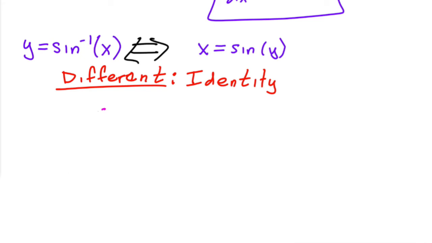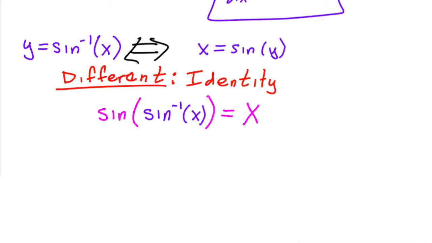And the identity is that sine of inverse sine. So what is that? Think about that. What is sine of inverse sine of x? Well, if you said that that's equal to x, that would be exactly correct, because these guys are just basically undoing each other. Okay, so that's good.